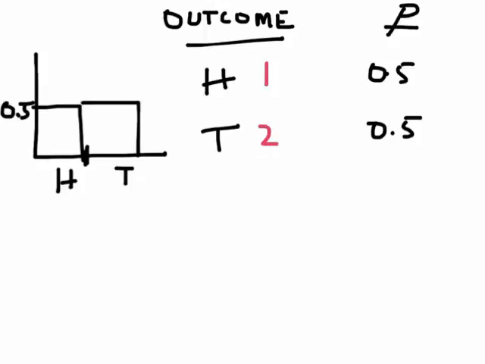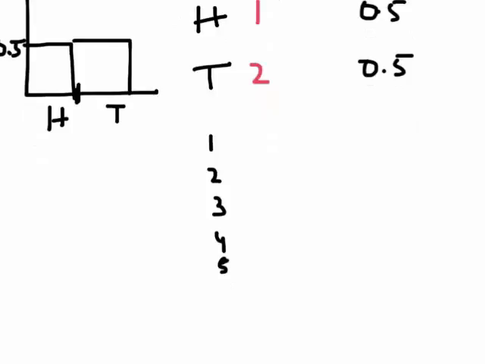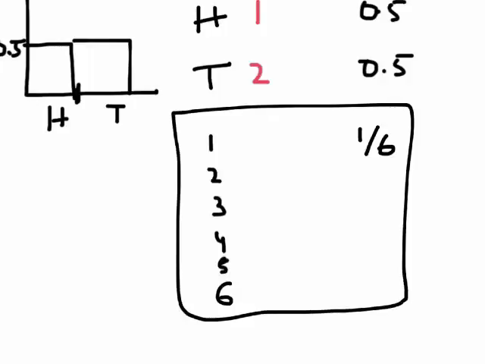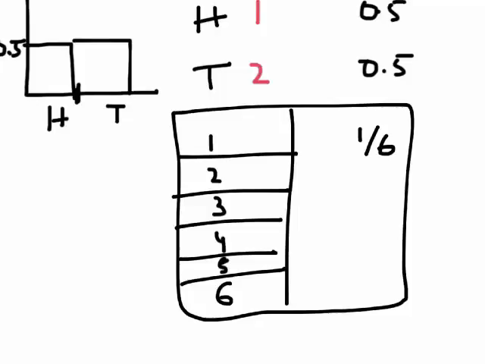Let's try another one. If I mention outcomes as getting 1, 2, 3, 4, 5 or 6 on rolling a dice, obviously, each one has a probability of 1 over 6. So this is a distribution. Is it discrete? Yes, because we can count the number of outcomes.